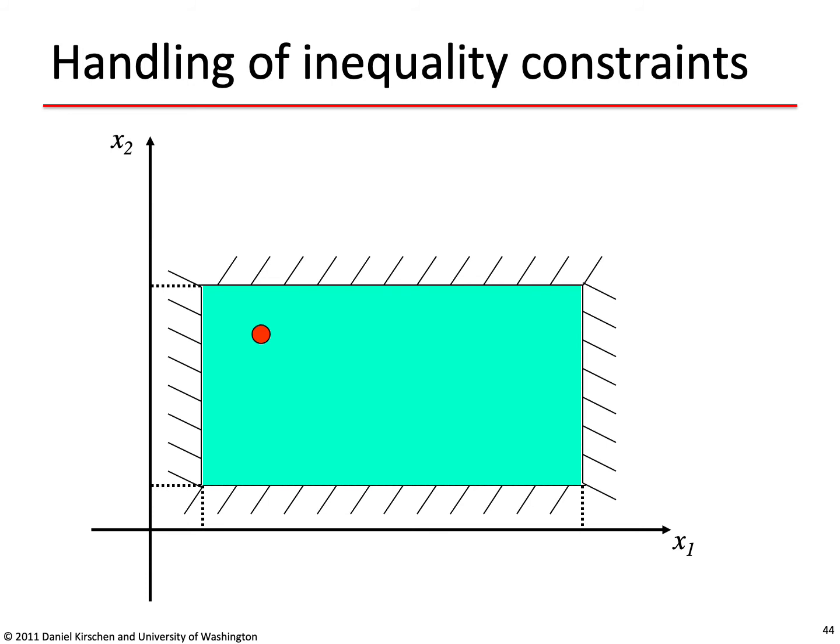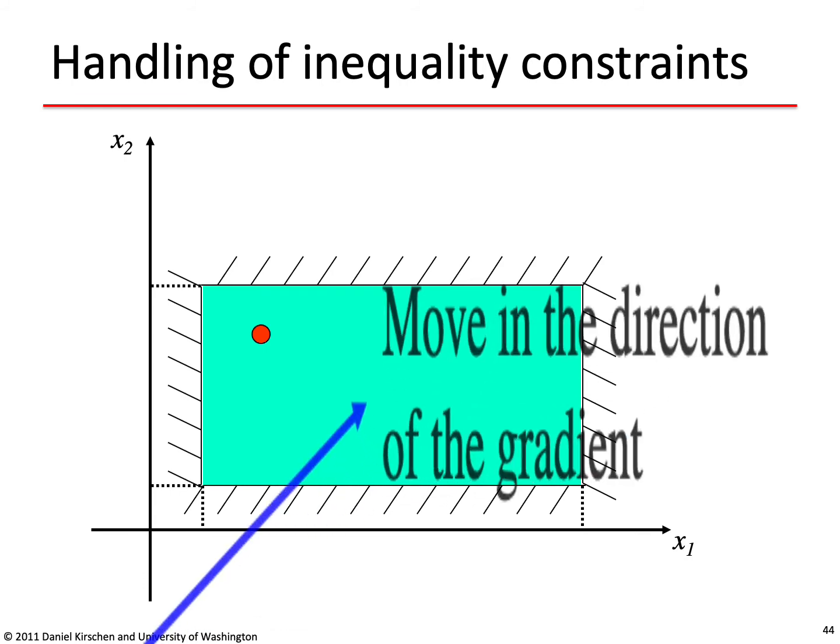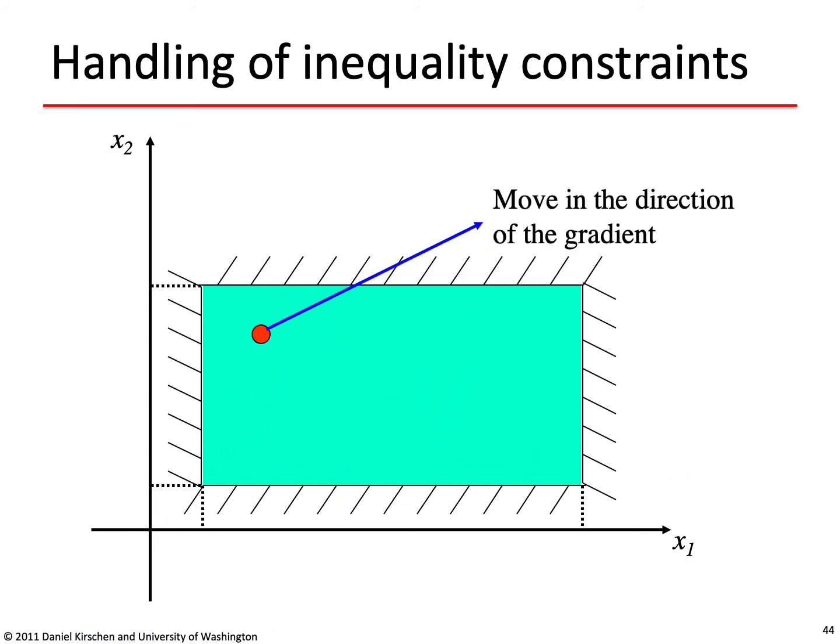Let's illustrate this problem with inequality constraints using a simple two-dimensional example. Let's suppose that our starting point is this red dot inside the feasible region. And let's suppose that we have calculated the gradient of the objective function at that point and that we have found the direction in which we want to move. The first question that we have to answer is, how do we know that we have to stop at the point where this direction crosses one of the inequality constraints?